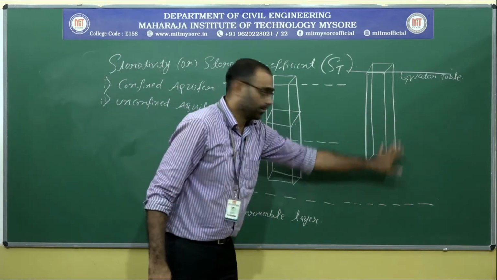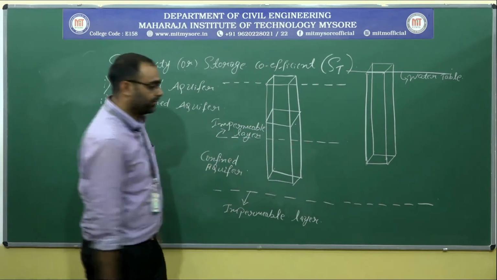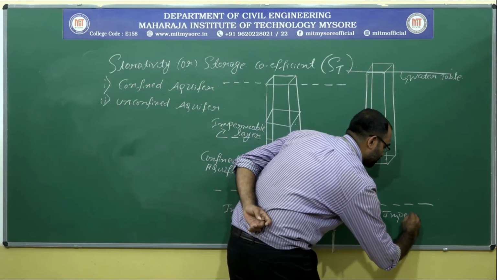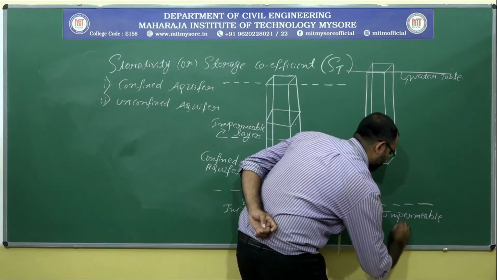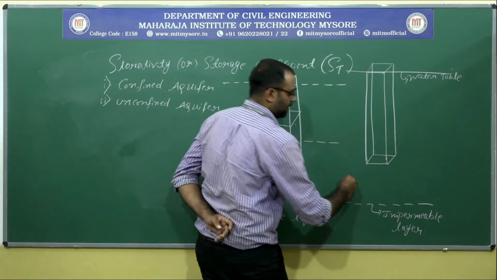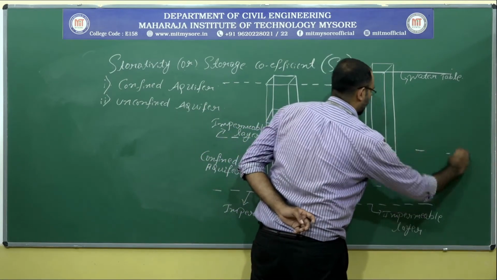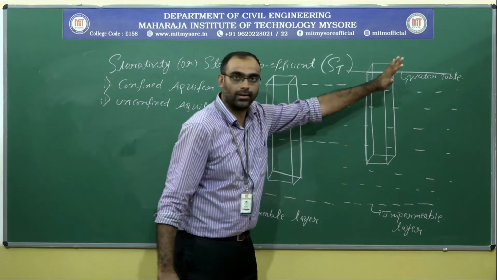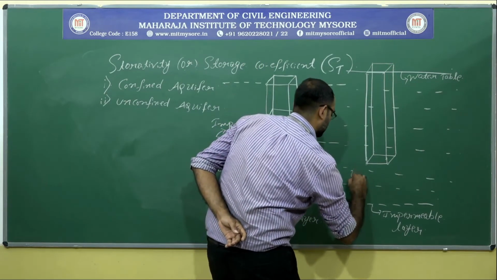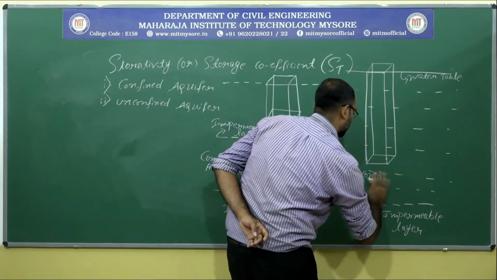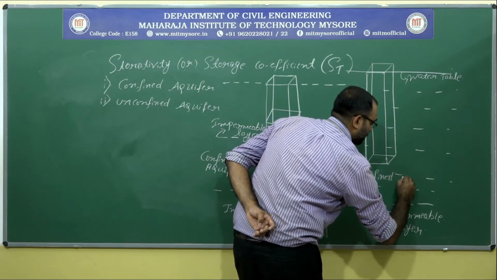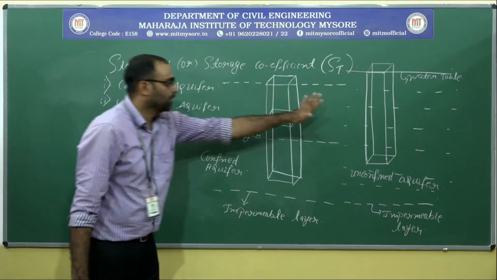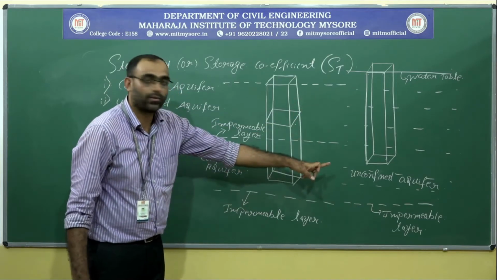Okay, and this is the schematic representation of an unconfined aquifer. Unconfined aquifer will be having bottom impermeable layer, okay, and it won't be having any impermeable layer above it. It will be having the water table, okay. What is this? Unconfined aquifer, okay. Clear? I hope I made it clear about the confined aquifer and unconfined aquifer, okay.